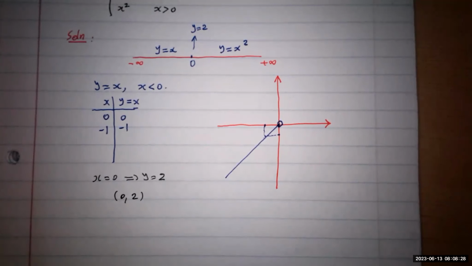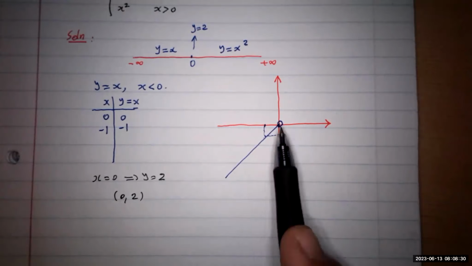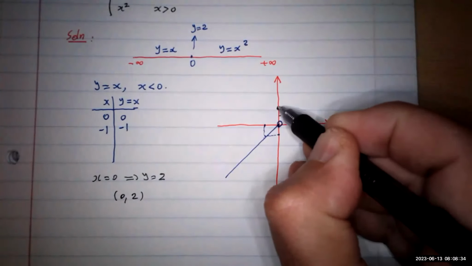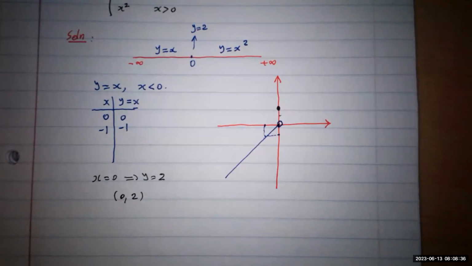So go back, identify it. That's 0, 2. So this is going to be the graph of this part. Just 1 point. Any question? Okay, so that gives us 0, 2.